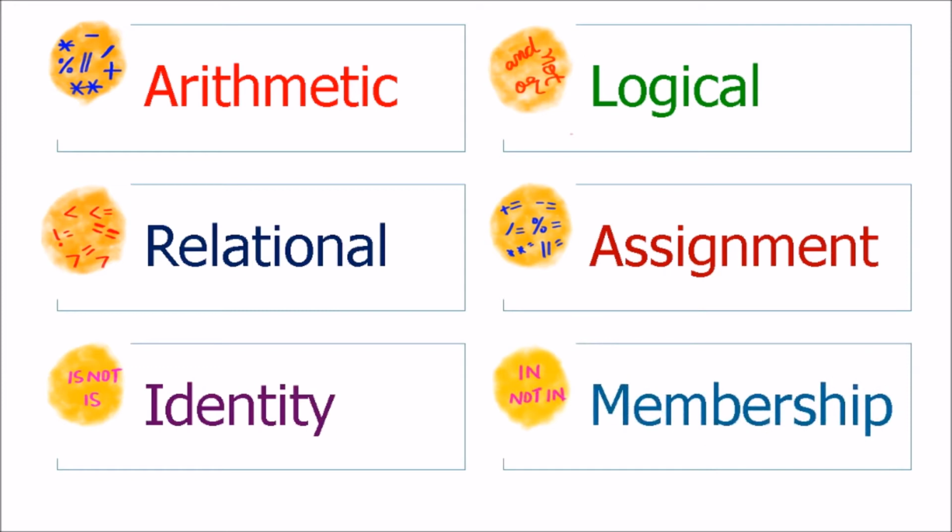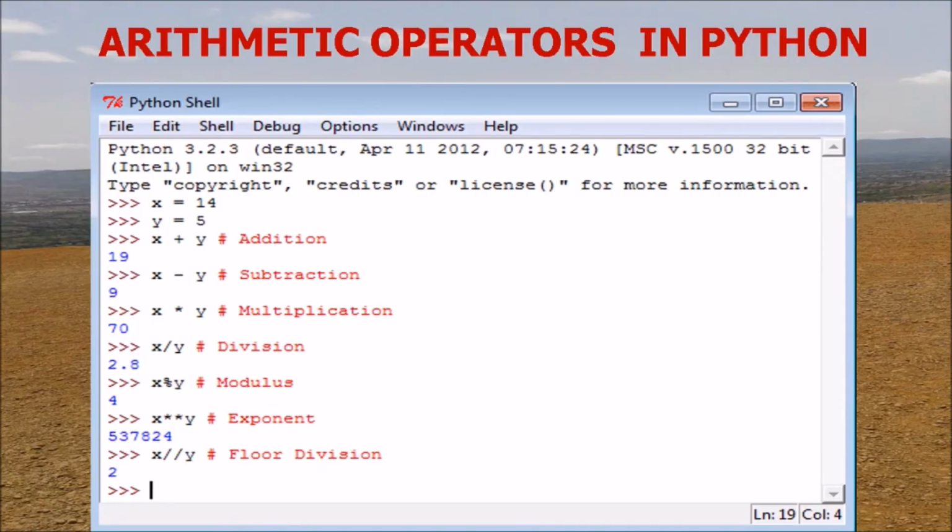Then coming to the membership operator. If there are two sets where A belongs to B, meaning B is the superset and A is the subset, then we can say A in B is true, and if it is not a proper subset, we say A not in B. So we have arithmetic, logical, relational, assignment, identity and membership operators. Now we'll look in greater detail one by one.